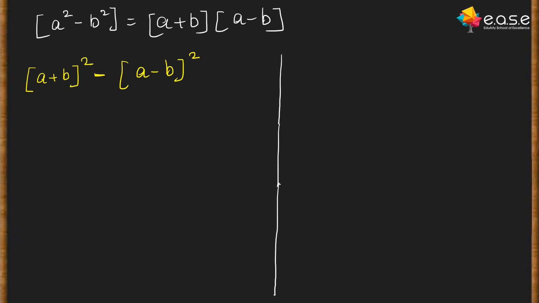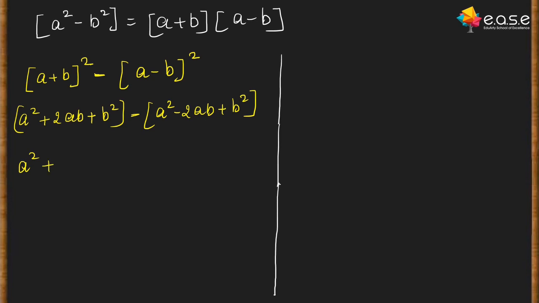This is going to give you a square plus 2ab plus b square in one bracket, minus a square minus 2ab plus b square. If you open the bracket, what would you get? This is a square plus 2ab plus b square minus a square plus 2ab minus b square.